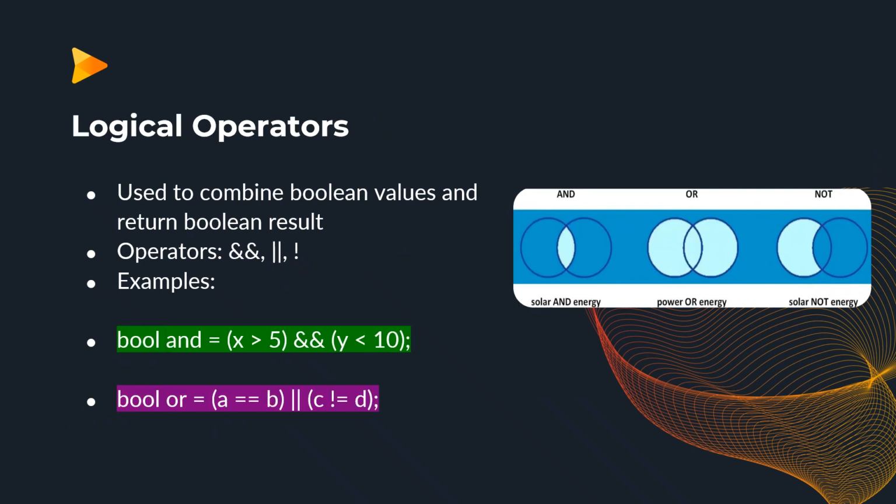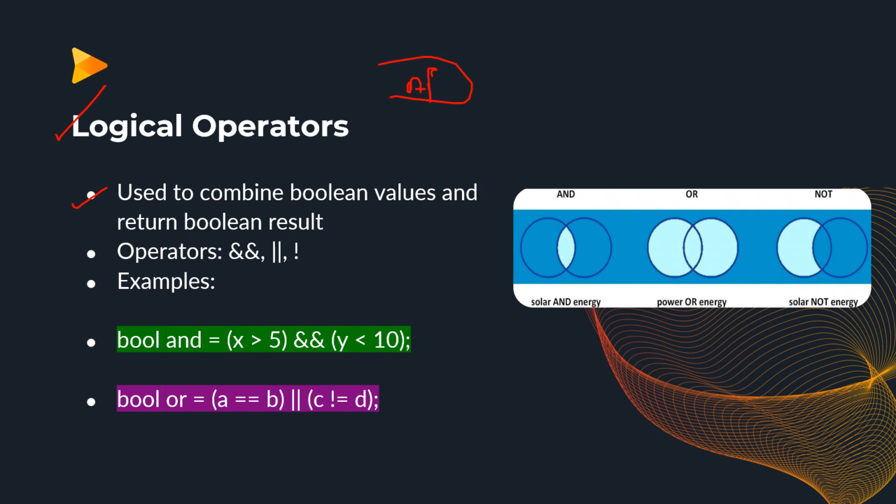Now we are going to see logical operators. So what are logical operators? They are used to combine boolean values and return a boolean result. Like you have seen, you already know about the AND gate, NOT gate, and OR gate. So there are different types of gates.